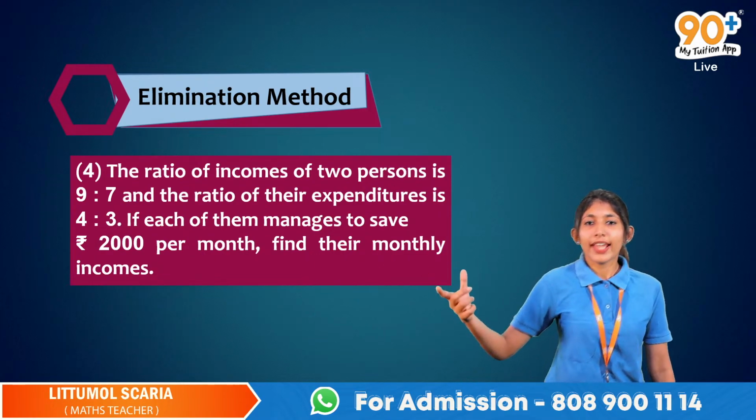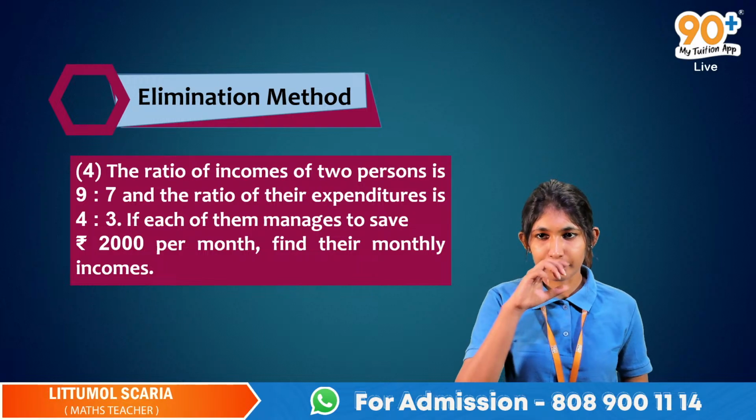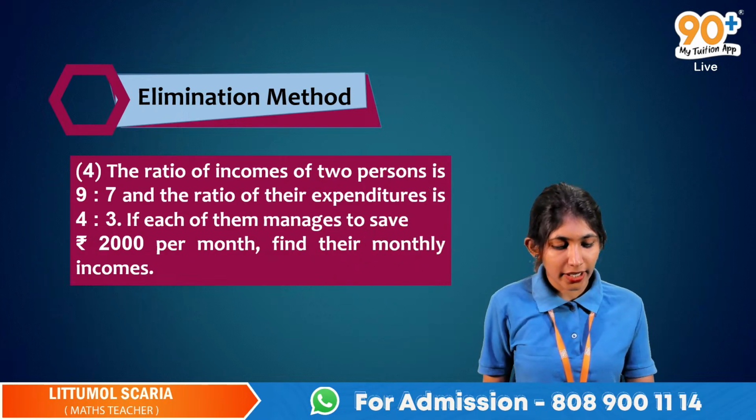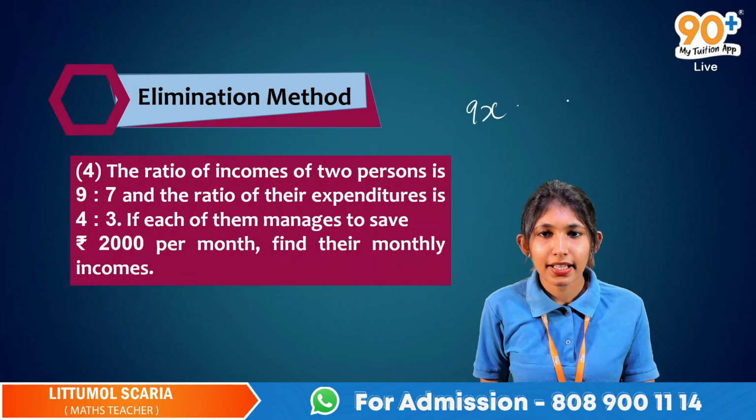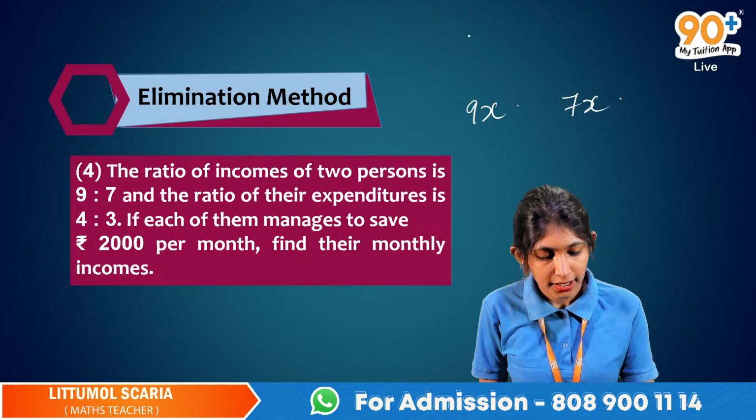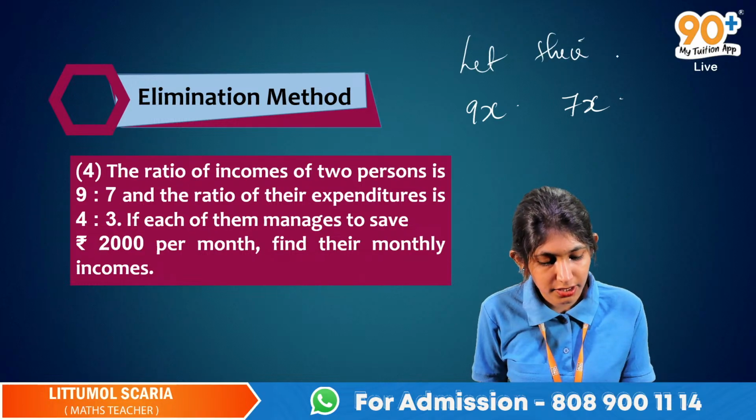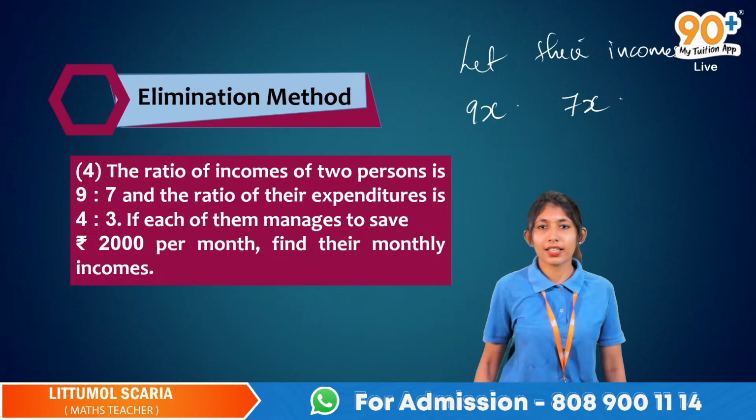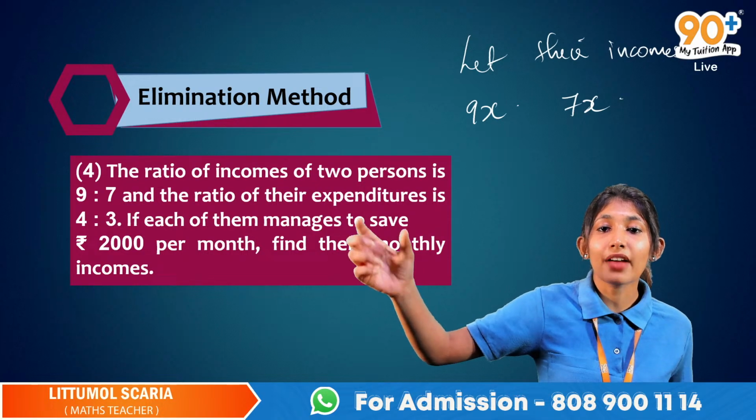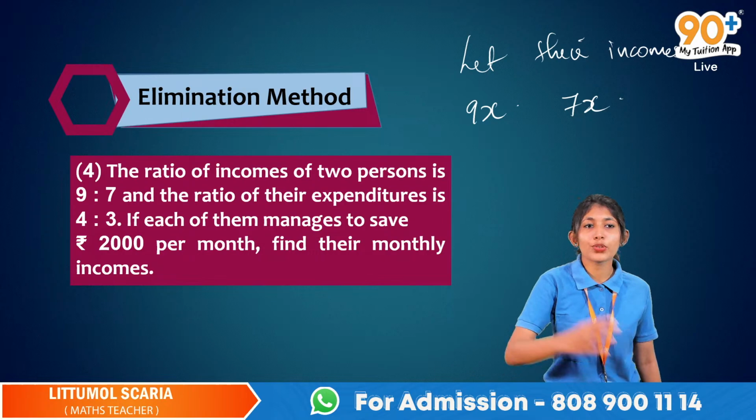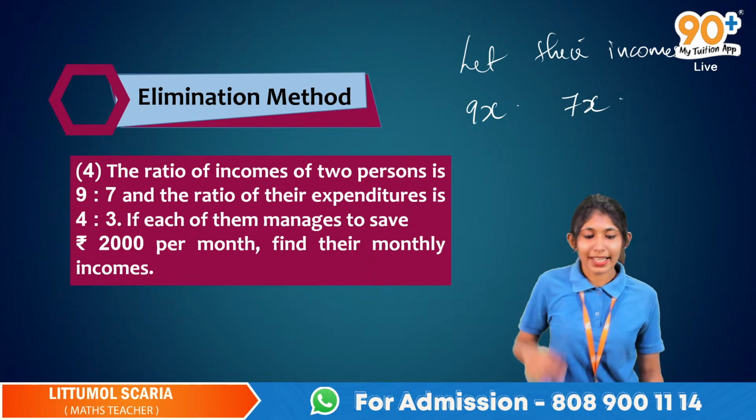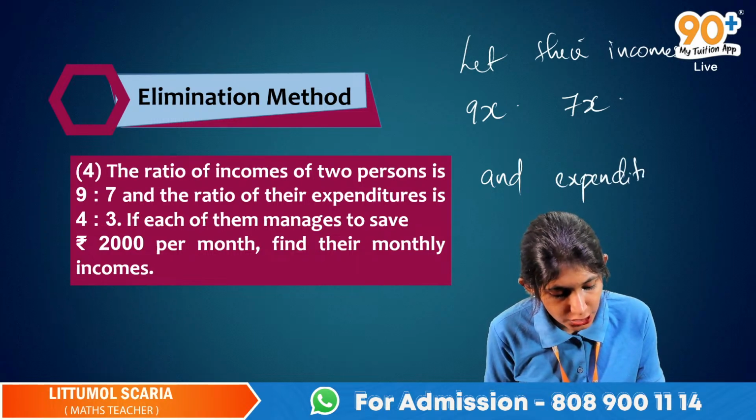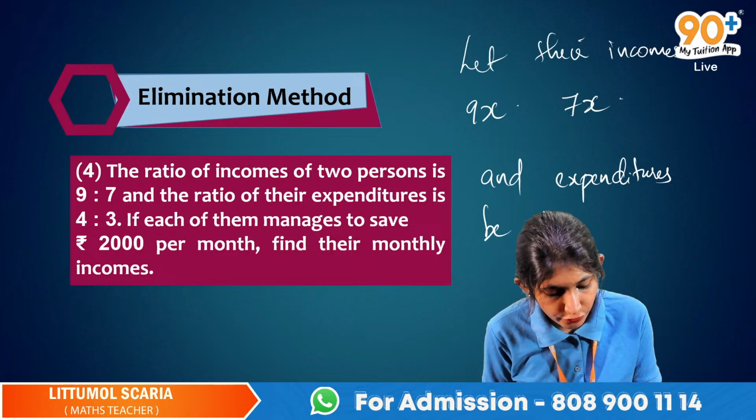So we have to find their monthly incomes. The ratio of their incomes is given, so let their incomes be 9x and 7x. This is what we are supposed to find. Now they have some expenditure, they have their own expenditures. So let their expenditures be 4y and 3y.